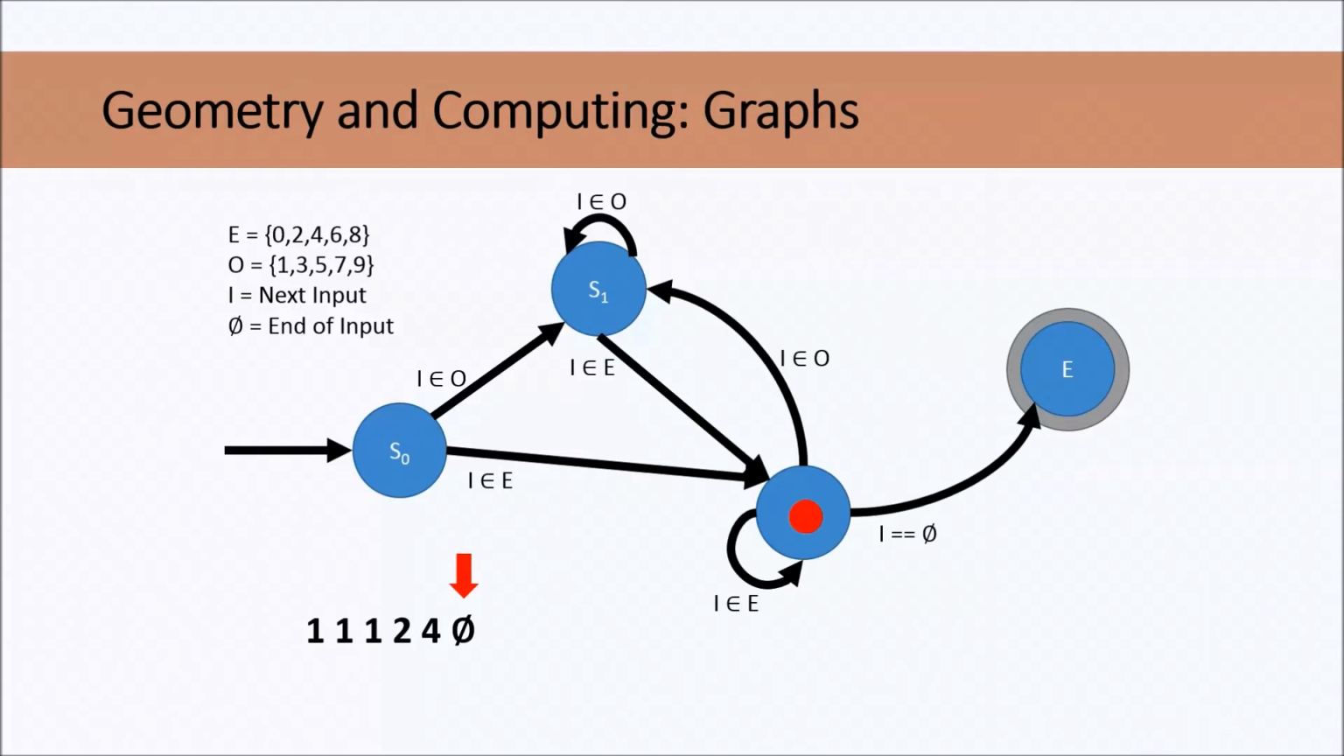And the last character is the end of input symbol, which is going to be i equals the null. So we're going to follow that out to E. And if you end up in E on this graph, that means you're looking at an even number. If the state died, say, back here, then that would mean we were looking at an odd number the whole time. Or back here, even.